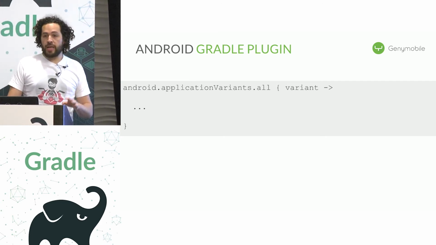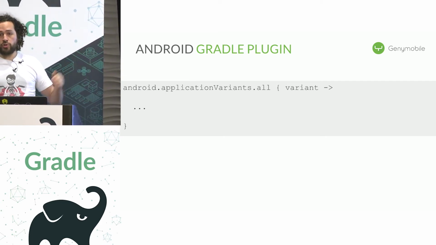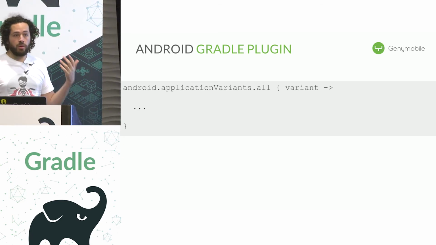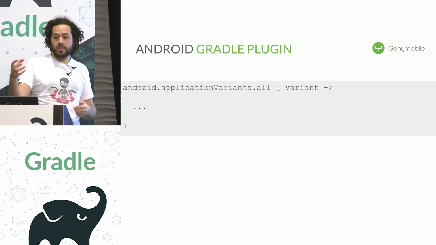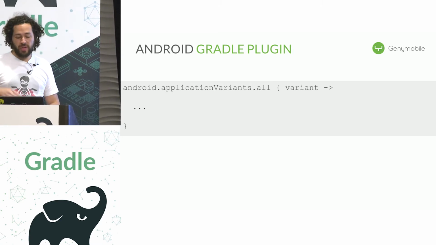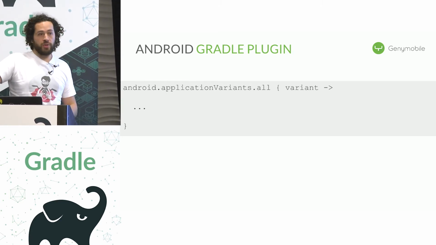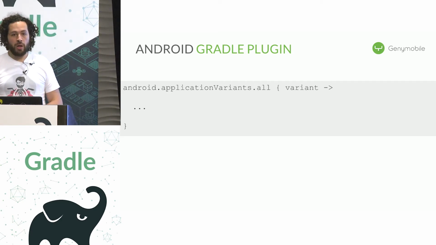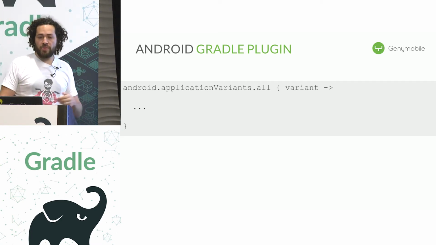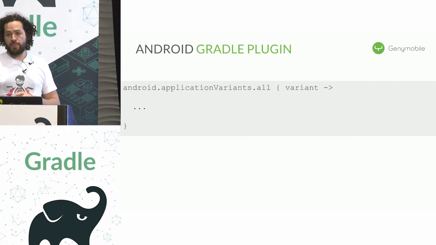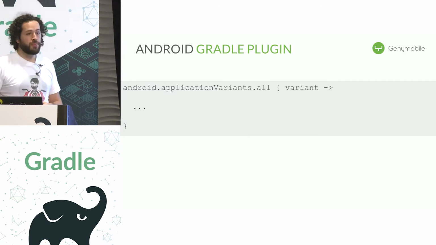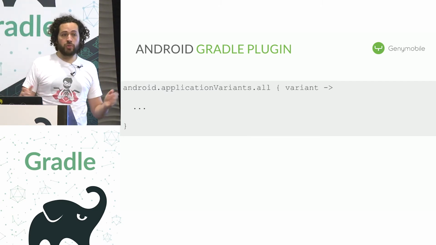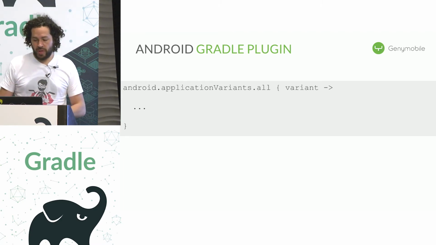android.applicationVariants.all. And then you will open a closure. This closure will have one parameter, which is called variant. And then you will access each variant, because actually this closure will be called iteratively, and you will have access to all the information contained in this variant. You will have the name of the variant, you will have some tasks that are linked to this variant, and depending on what you want to do, you will be able to interact with it.